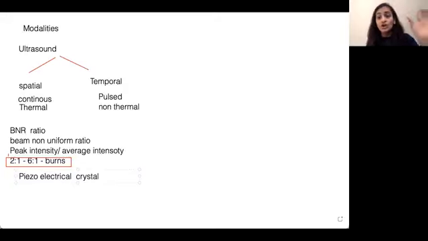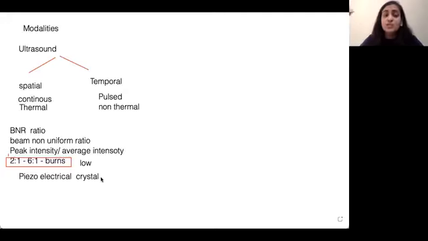So let's say if the quality of your crystal is very high, what will happen to the BNR? It will be lower. Why? Because what did we say? Beam non-uniform ratio should be low. So greater the quality of the crystal, lower is going to be your beam non-uniform ratio. If your crystal quality is poor, what will happen to the beam non-uniform ratio? Then it's going to increase.